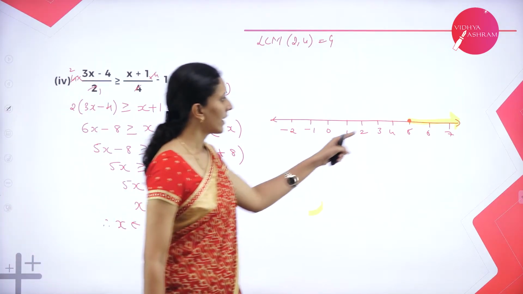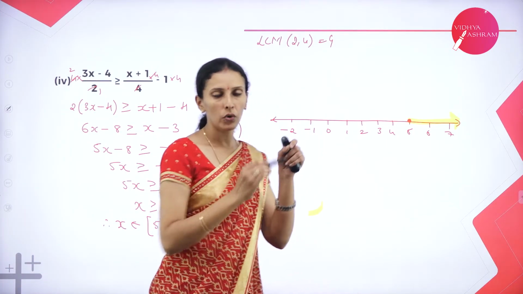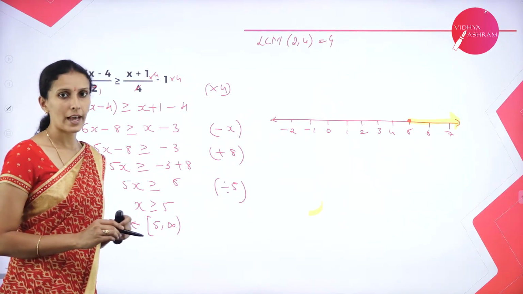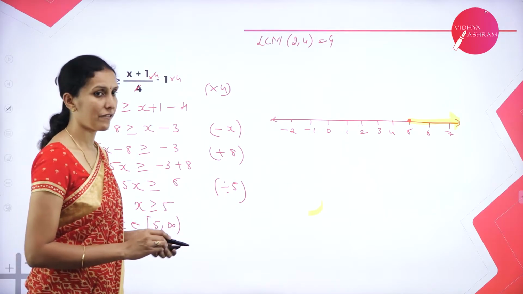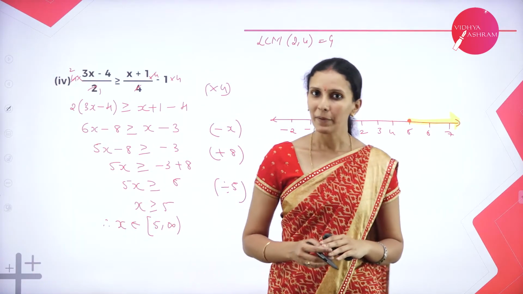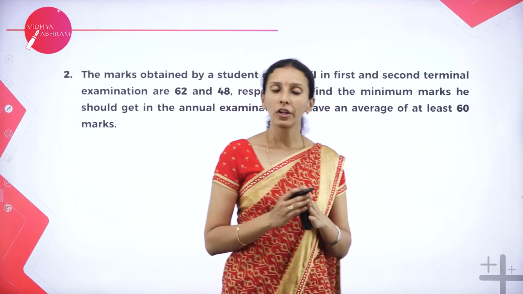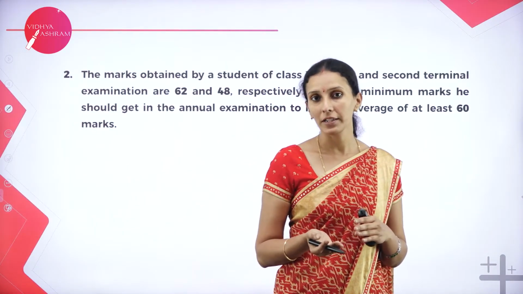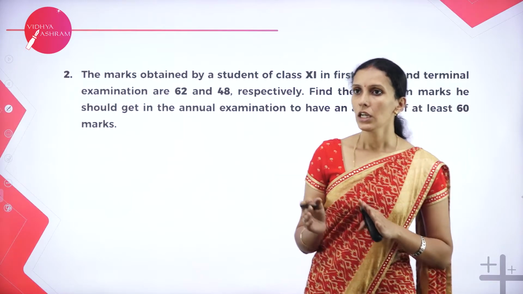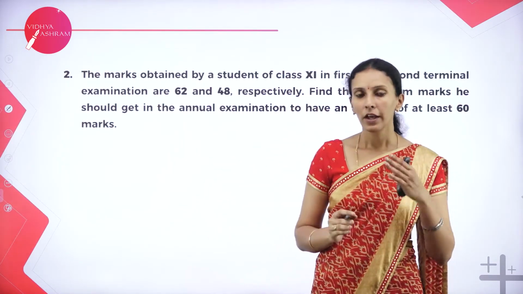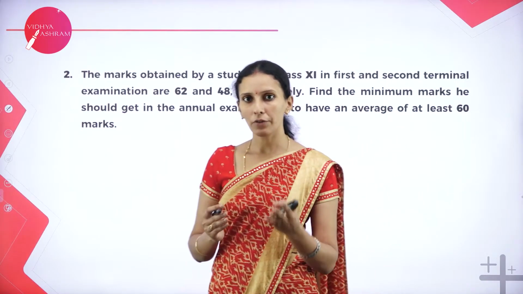That is x greater than or equal to the value, including it with a small closed circle, and the arrow shows the direction of all real numbers greater than it. So this is how we can represent the solution set on a number line. Next we will look at how to form an inequality and solve it. Here the inequality will be framed from statement problems. We will frame the inequality and we will solve it.